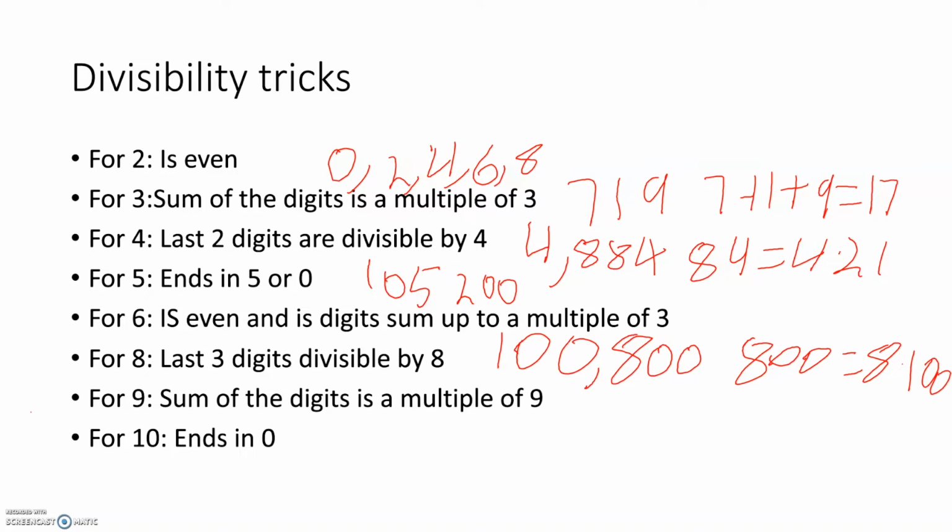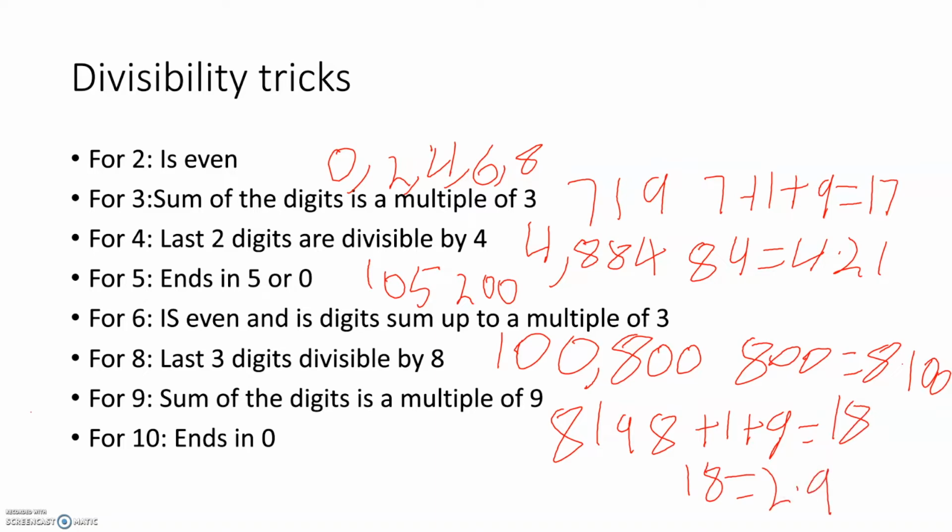For a number to be divisible by 9, the sum of the digits must be a multiple of 9. So let's say the number 819. 8 plus 1 plus 9 is equal to 18, and since 18 is equal to 2 times 9, we know 819 is a multiple of 9. And for 10, it just must end in a 0. So if we have like 330 or just 50, we know these are both multiples of 10.